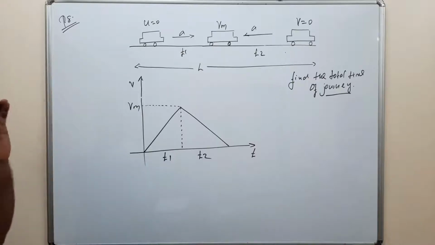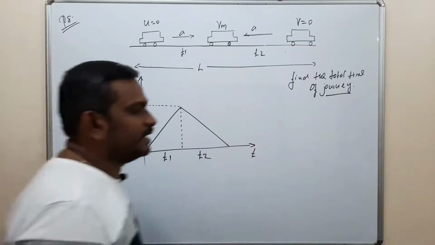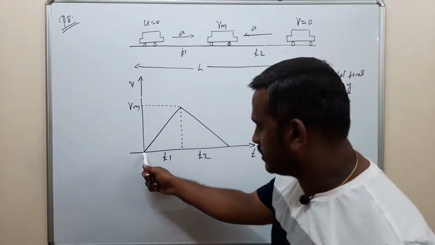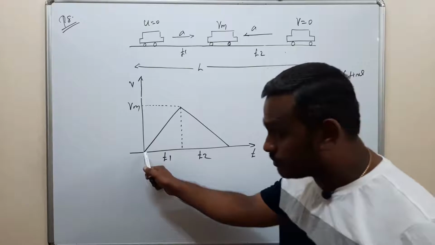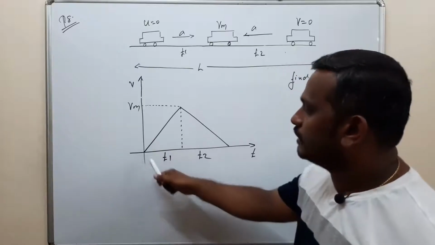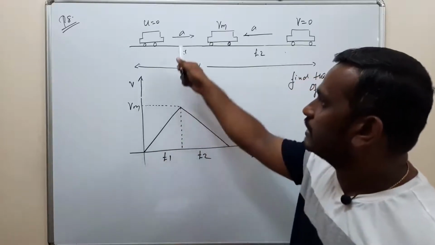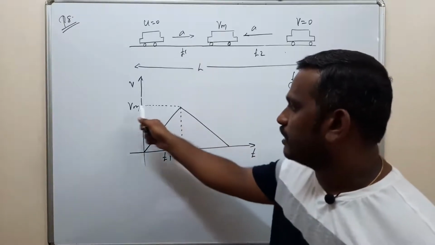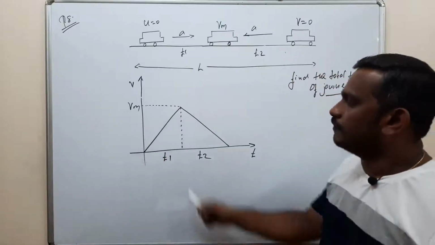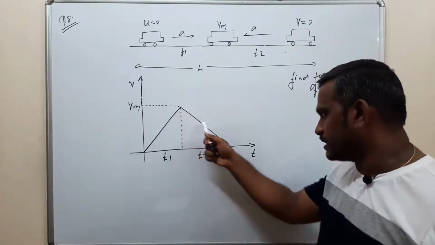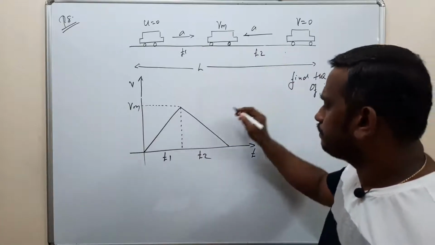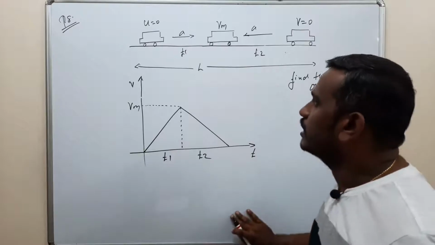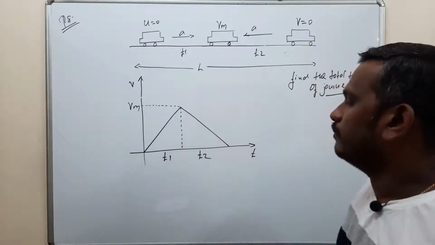So that is the velocity time graph of the car. The car starts from rest, that is initial velocity 0 at time t is equal to 0. After that it accelerates with constant acceleration, and after time t1 it reaches a maximum velocity Vm. From that point it starts to decelerate with the constant acceleration a. After time t2 it comes to rest. So we have to find the total time of journey.